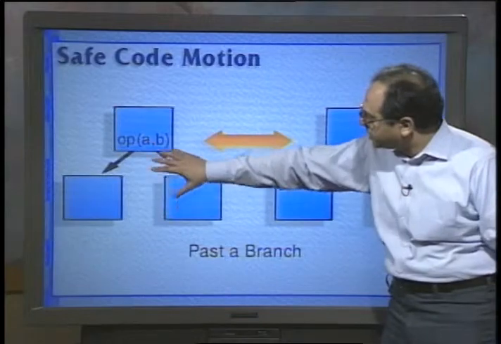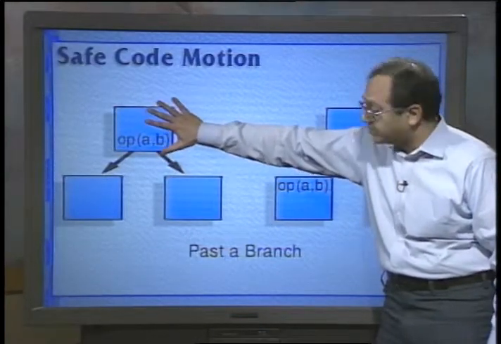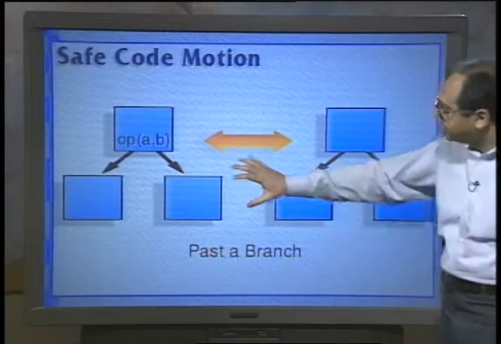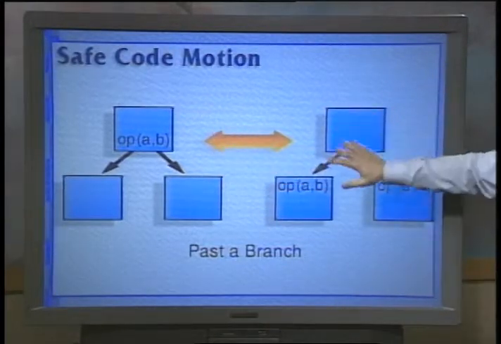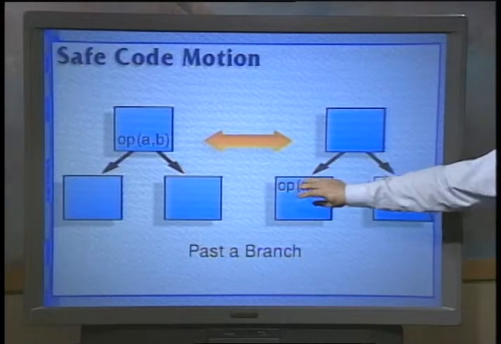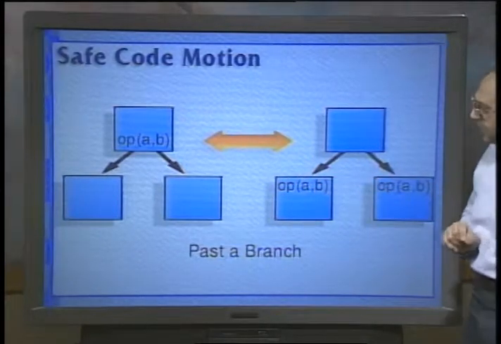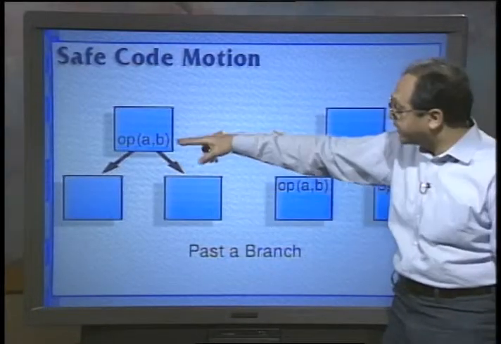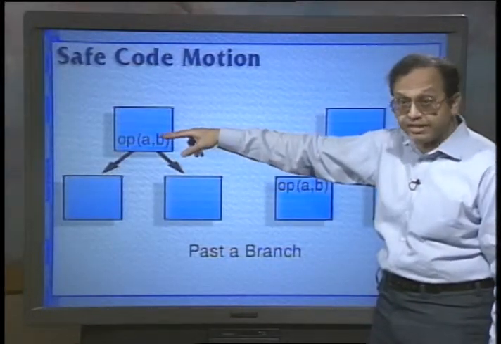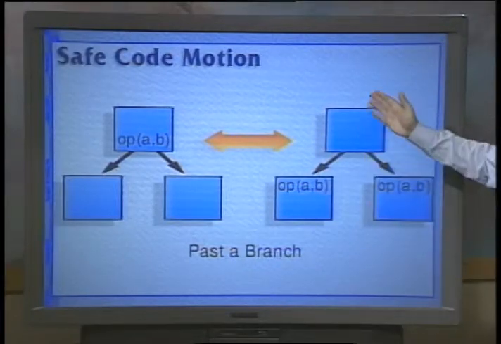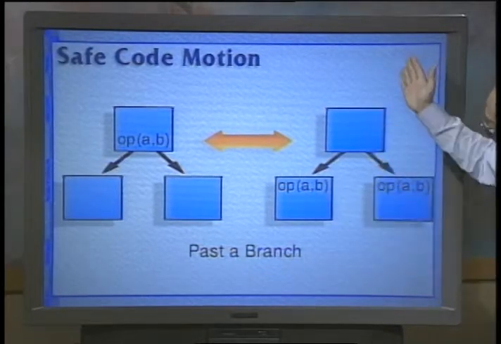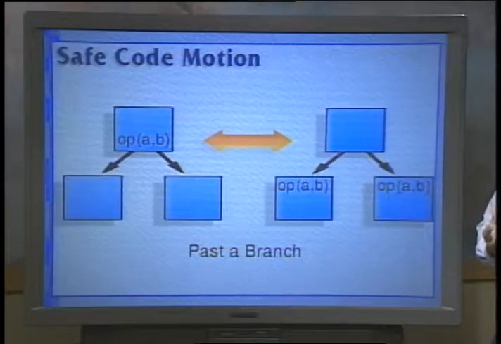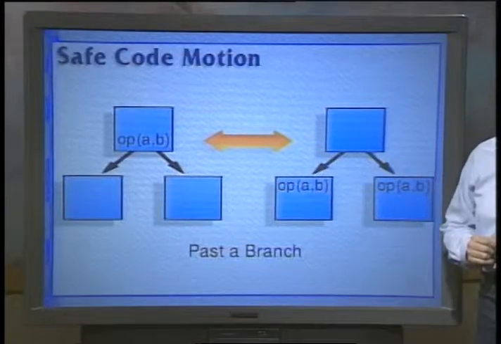So let's just review the situation a little bit. Suppose we have an operation in this basic block, and then based on a branch, we go either this way or that way. Now, it is a safe motion to take that operation and copy it into both successors. The reason this is safe is that regardless of which way we went, we wanted to execute this operation exactly once. And over here, we have exactly that same effect. If we go this way, we'll execute it once. If we go this way, we'll execute it once. We have not changed the semantics of the program. So this is a safe code motion.